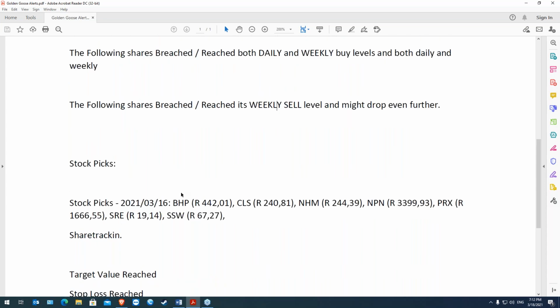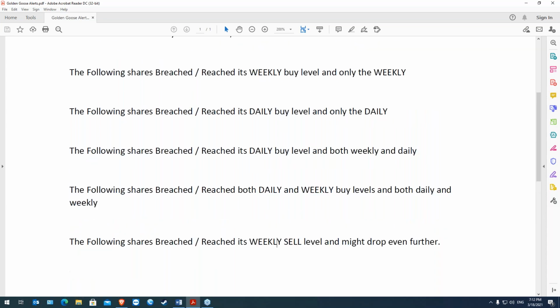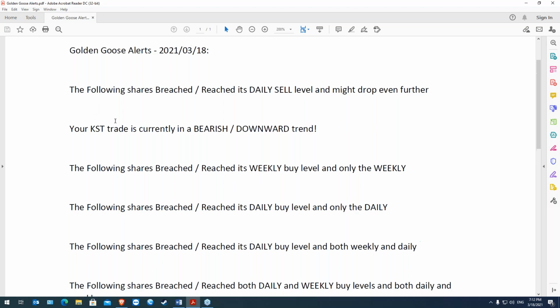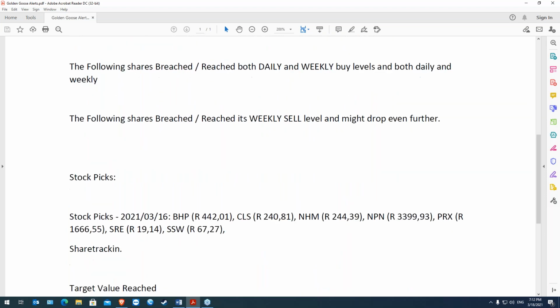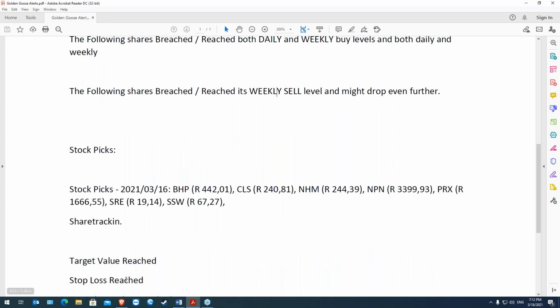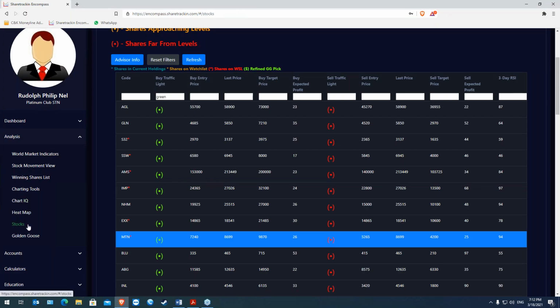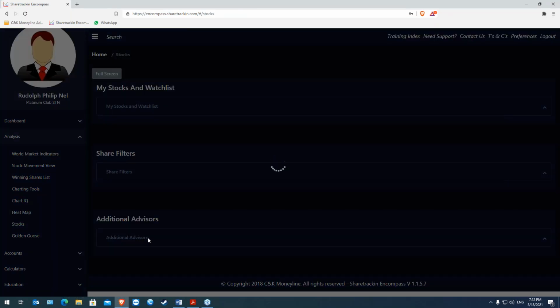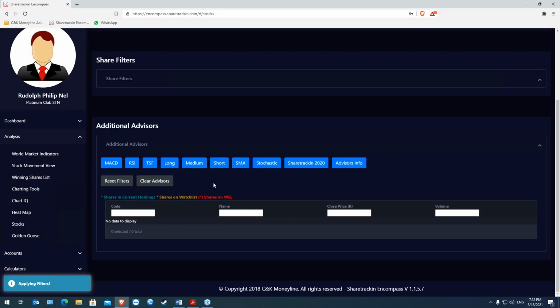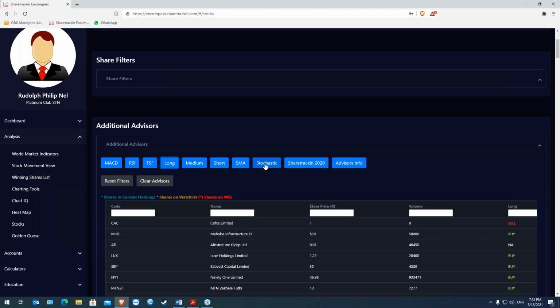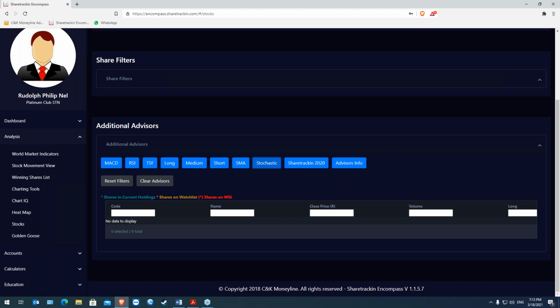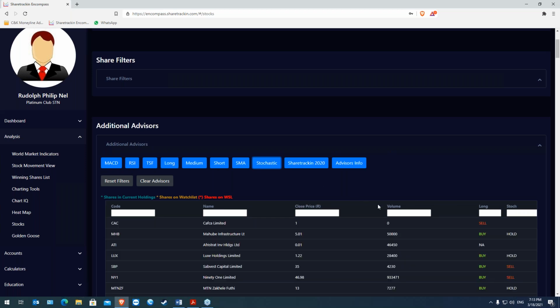Now, the next one we have here is the stock picks. This is more or less what a stock pick would look like. It's not going to tell you to buy or sell like the Golden Goose SMS notifications. These ones give you basically the shares that come from the stocks page, so stocks and then additional advisors. The additional advisors are set to certain parameters. For instance, the first one would be a long, with a stochastic, and then we'll calculate it from there. So that's basically how it's calculated.